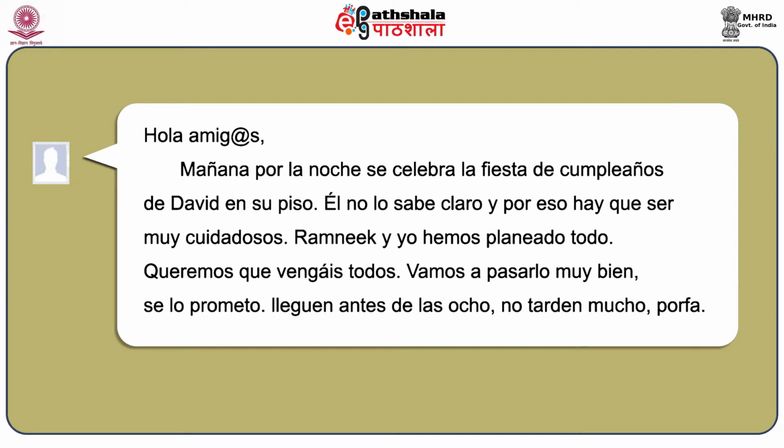Hola amigos, mañana por la noche se celebra la fiesta de cumpleaños de David en su piso. Él no lo sabe claro y por eso hay que ser muy cuidadosos. Ramnik y yo hemos planeado todo. Queremos que vengáis todos. Vamos a pasarlo muy bien, se lo prometo. Lleguen antes de las 8. No tarden mucho, por favor.